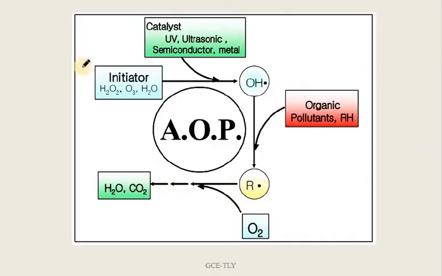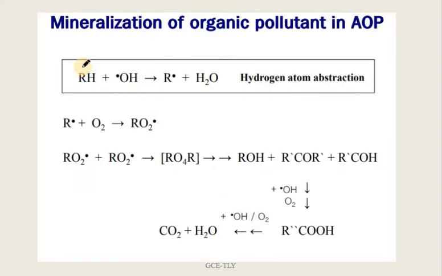So here you can see an advanced oxidation process in which the initiators are hydrogen peroxide, ozone or water. The catalyst used may be UV light, ultrasound, semiconductor or metal, and this together forms the OH radical. This OH radical reacts with the organic pollutant RH and converts the alkyl group into an alkyl radical, and this alkyl radical gets oxidized to form water and carbon dioxide as the final end products.